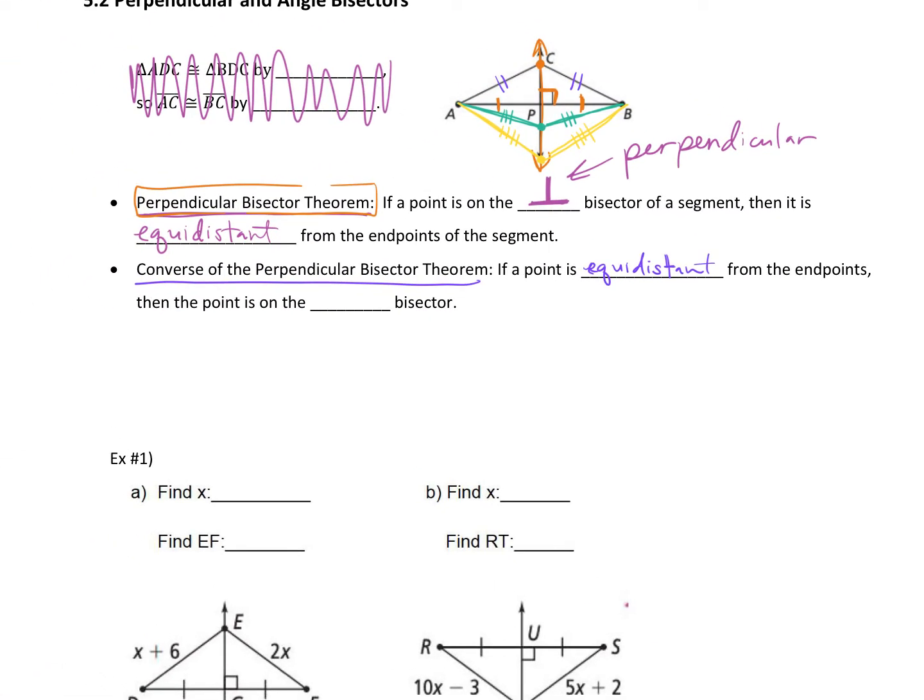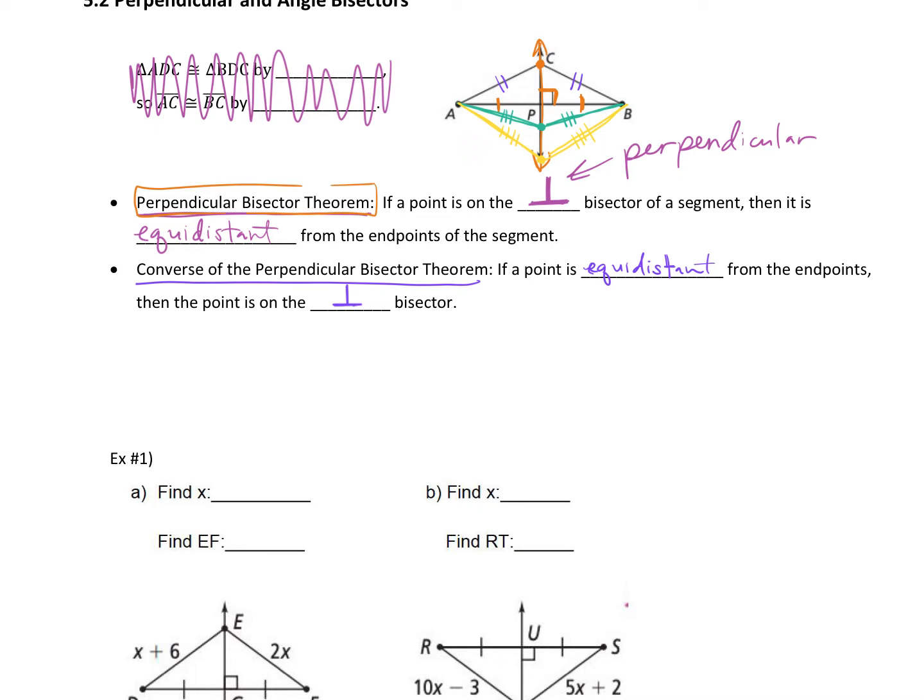If a point is equidistant from the endpoints, then the point is on the perpendicular bisector. So remember, a converse is just rearrange your hypothesis and your conclusion, right? So we just took the if-then portions and we swapped them. That's the converse of that.